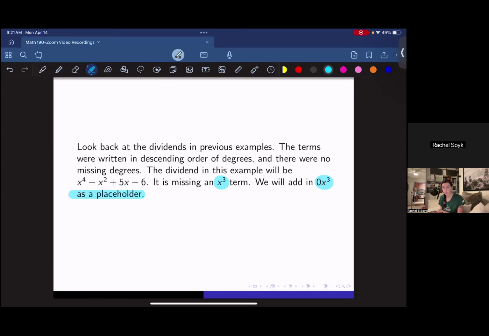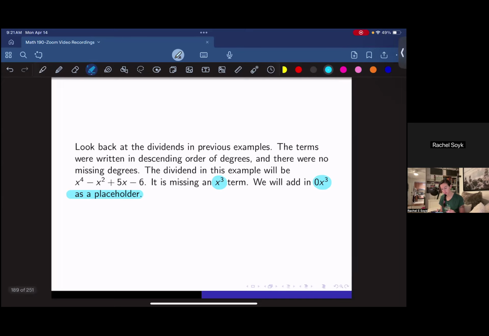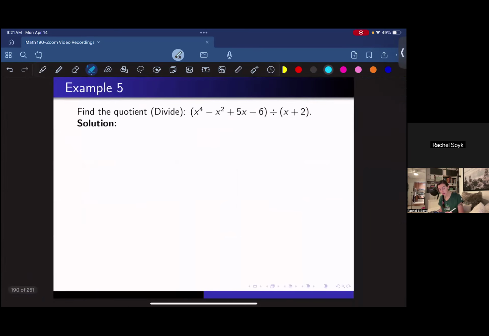So very, very important. I see this on assessments all the time. Please do not forget to do this. If you do, you'll notice that you won't be able to solve the answer properly, and then you'll just have to go back and redo your work. So now knowing this, let's solve example 5 together.